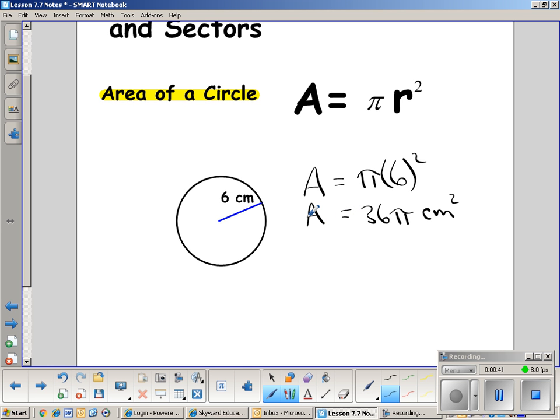If they say in terms of pi, that's the answer. If they want you to round to the nearest tenth, then we'll plug that in the calculator, we'll round it off, and we'll get somewhere around 110. I don't know what it is.